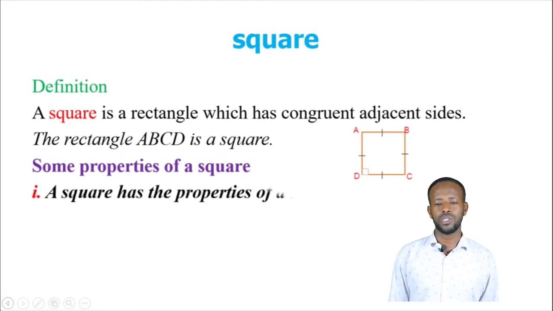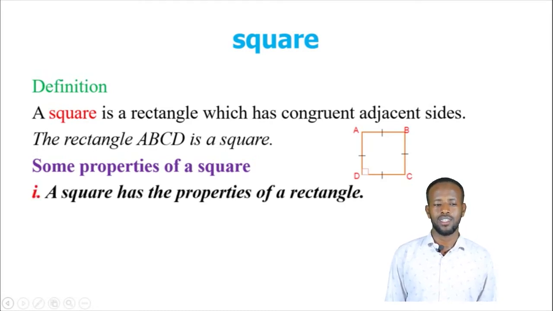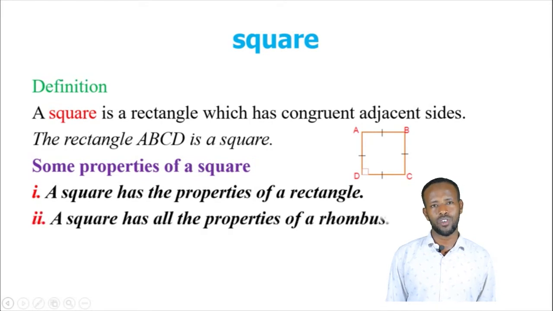A square has the properties of a rectangle. A square has all the properties of a rhombus.